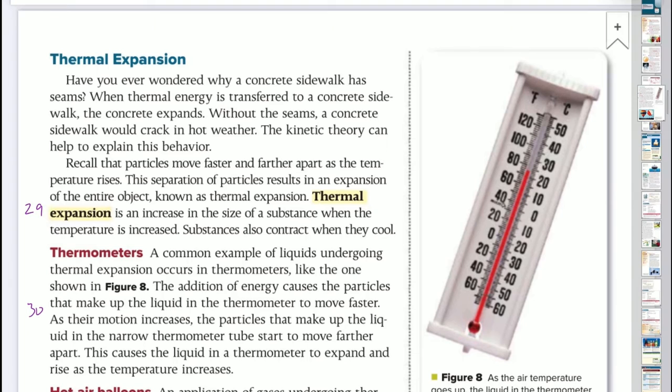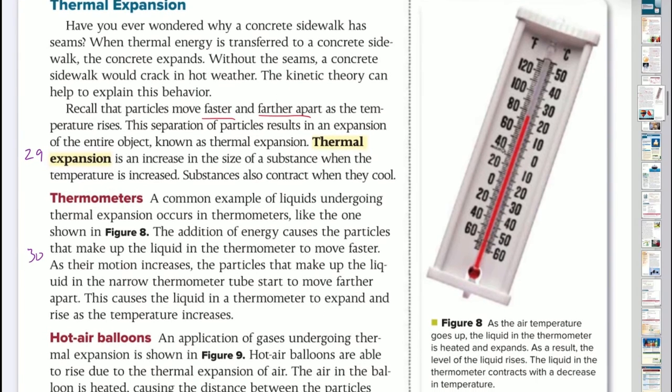Thermal expansion. Have you ever wondered why a concrete sidewalk has seams? When thermal energy is transferred to a concrete sidewalk, the concrete expands. Without the seams, a concrete sidewalk would crack in hot weather. The kinetic theory can help to explain this behavior. Recall that particles move faster and farther apart as the temperature rises. This separation of particles results in an expansion of the entire object, known as thermal expansion.